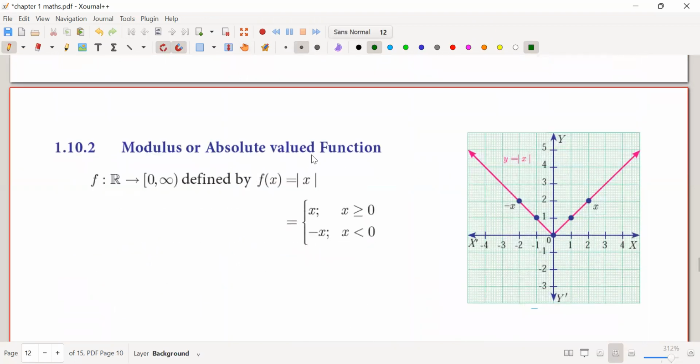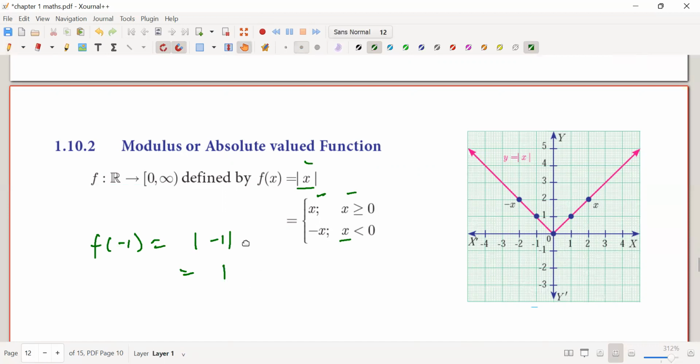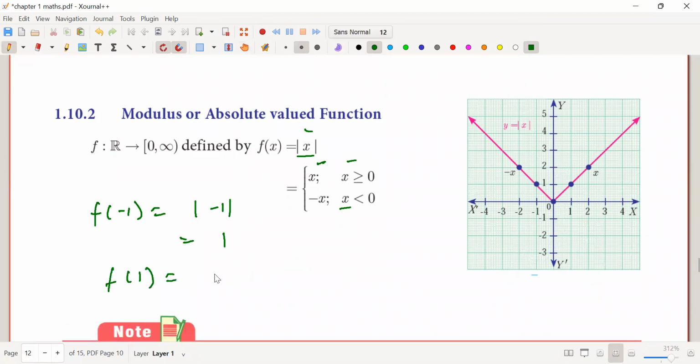This is the modulus or absolute value function, where we take the magnitude alone, no signs. So for f of x, modulus, it means that for x greater than 0, it will be x. For x lesser than 0, that is for minus x, it will also be x. So when I put f of minus 1, modulus of minus 1, it is 1. f of 1, modulus of 1, is also 1. So for minus 1, it is 1. For plus 1, it is 1.